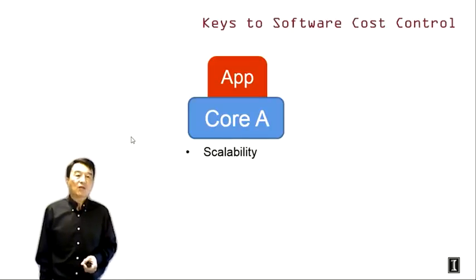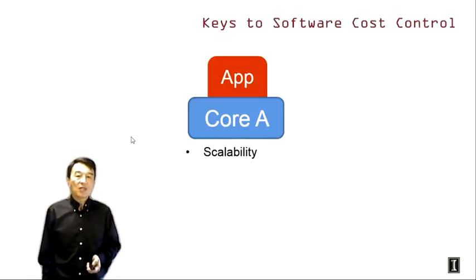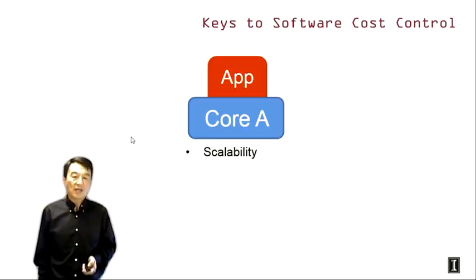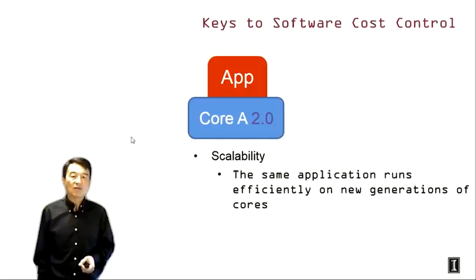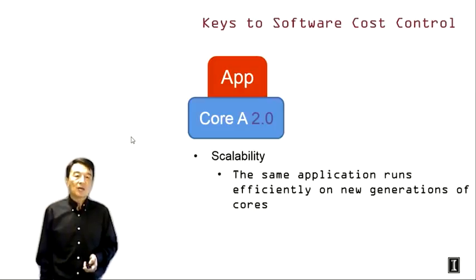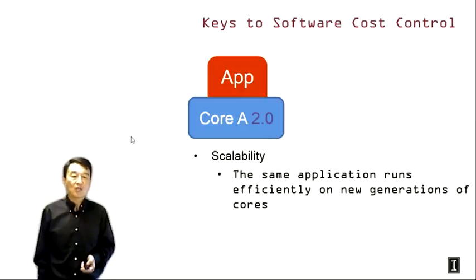The first aspect of software cost control is scalability. If we develop an application to run well on Core A, we'd like to make sure that the same application, without significant redevelopment, can run efficiently on the next version of Core A, let's say Core A 2.0. This allows us to use the same application when a new generation of hardware is introduced. Whenever scalability holds, the developer does not need to revise the software to run well on a new generation of hardware, therefore reducing the redevelopment cost.